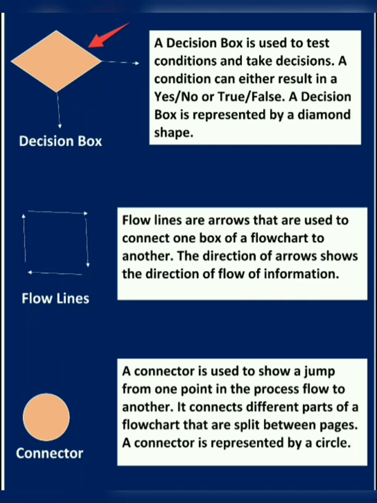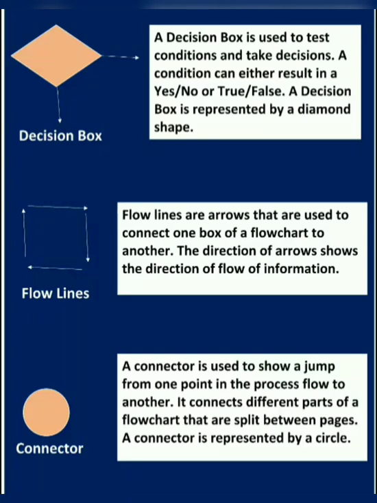Then the next symbol is flow lines. Flow lines are arrows that are used to connect one box of a flowchart to another. The direction of arrows shows the direction of flow of information. The next symbol is the connector. A connector is used to show a jump from one point in the process flow to another. It connects different parts of a flowchart that are split between pages. A connector is represented by a circle. You can see that in the diagram.